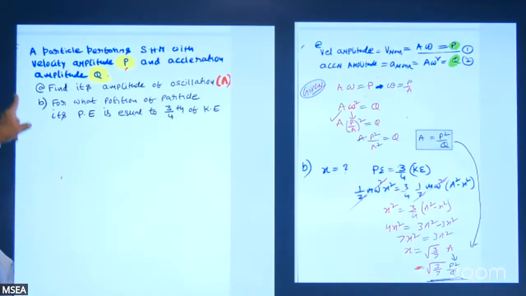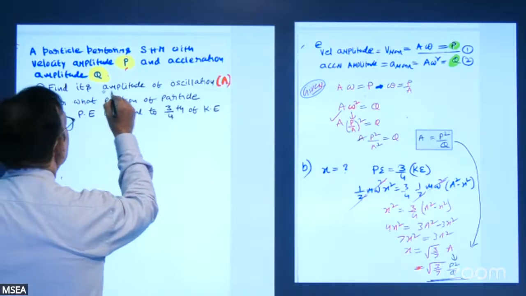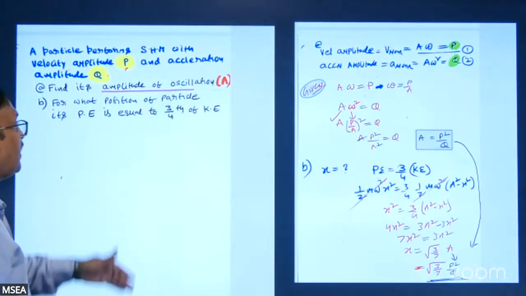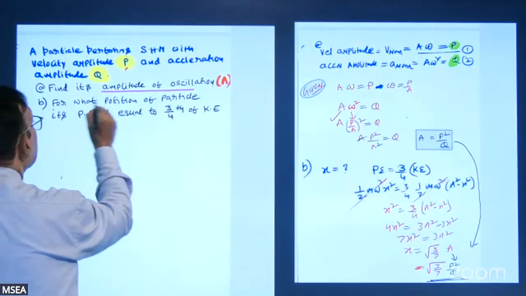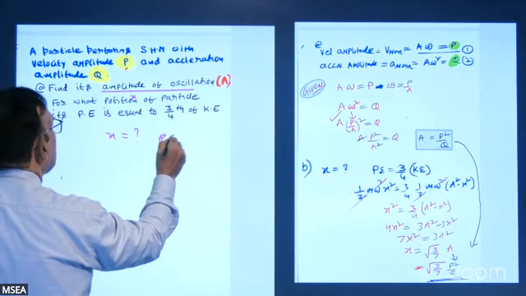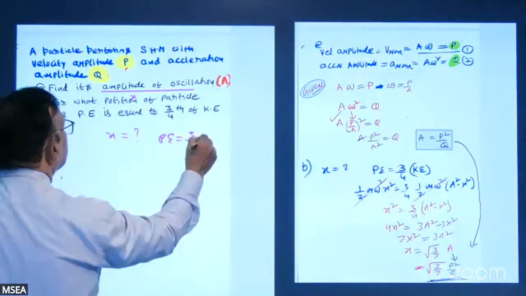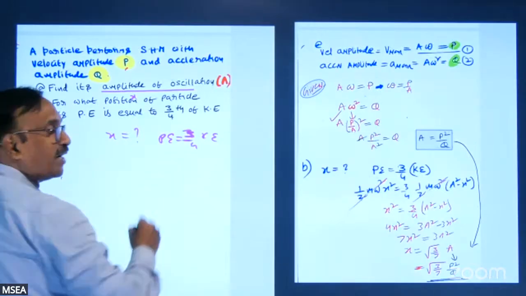The next bit. A particle performs SHM with the velocity amplitude P and acceleration amplitude Q. I want to know what the amplitude of oscillation is, that is a small part. And a frequently asked question: for what position? For what position means for what x? He is asking when the potential energy is 3/4 of the kinetic energy. One routinely important question.